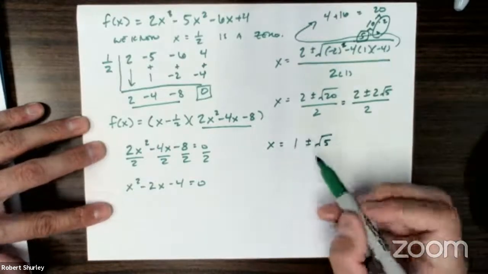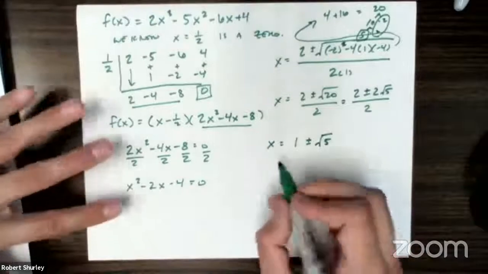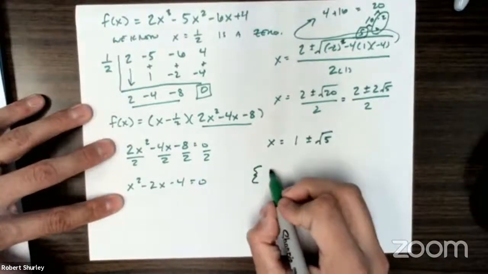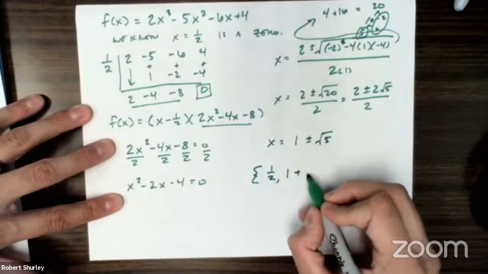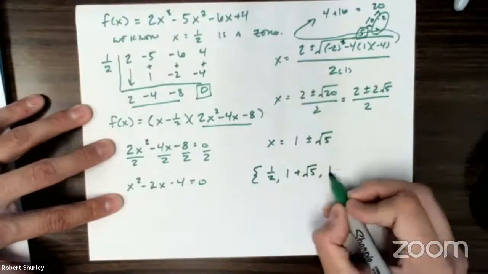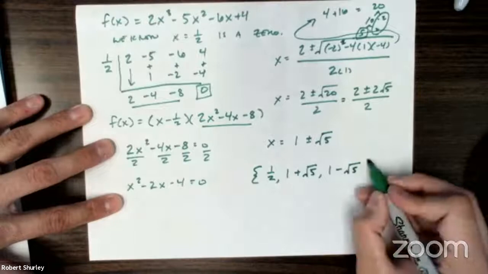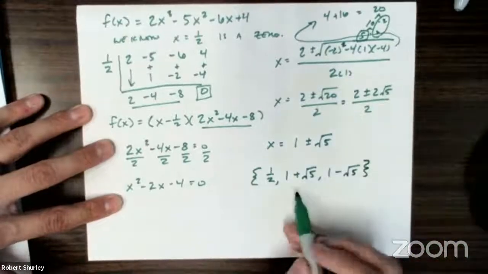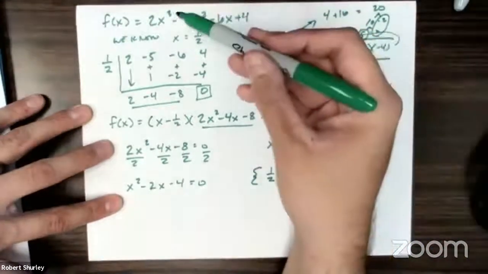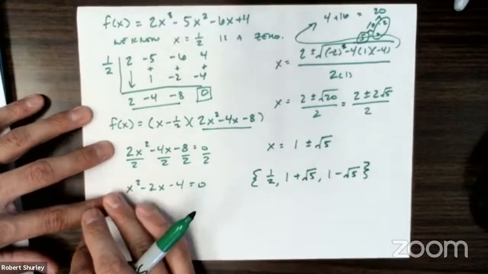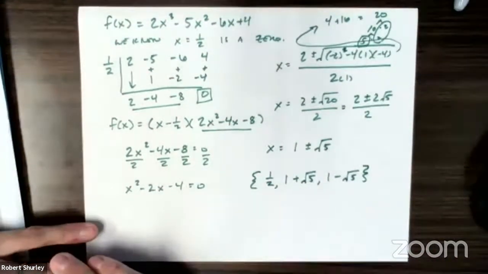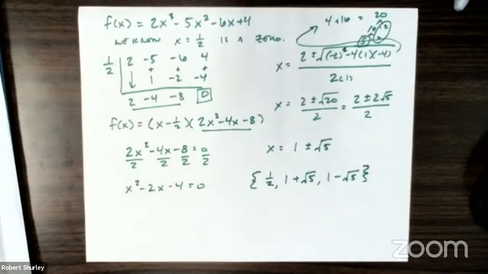So those are the last two zeros. Remember, the question was find all the zeros. The first one we found was 1/2. The other two are right there: 1 plus the square root of 5, 1 minus the square root of 5. And I know I can't have another 0, right? 3 of them, and I found all 3. Kind of neat. Whew, that was a lot of work, right? And we're going to do this over and over again for the next hour until it gets boring.